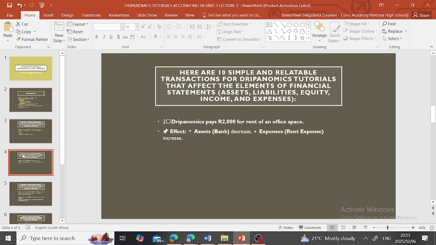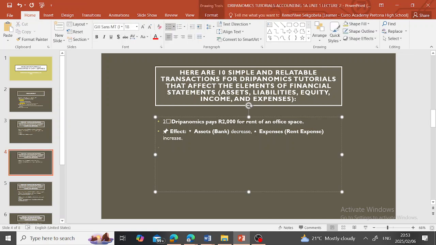So where are we now? Number 2. Dripanomics pays 2,000 for rent of an office space. So let's first start with the accounting equation. Assets equals owner's equity plus liability. What is now happening here?